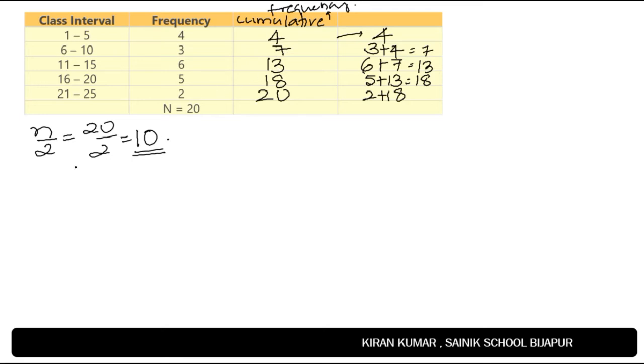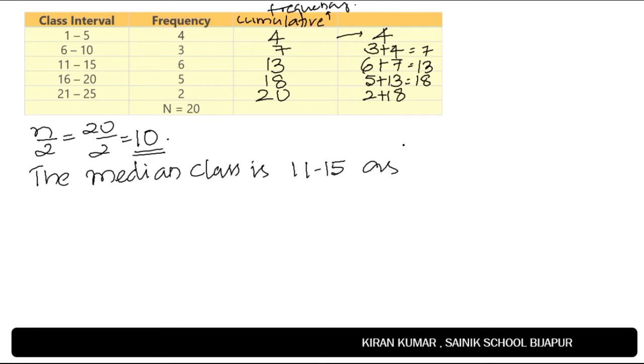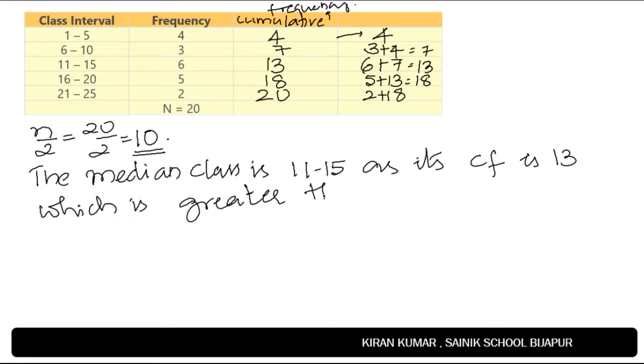So let me mention that so that there won't be any confusion. The median class is 11 to 15, as its cumulative frequency is 13, which is greater than 10. Now we'll make use of the formula.